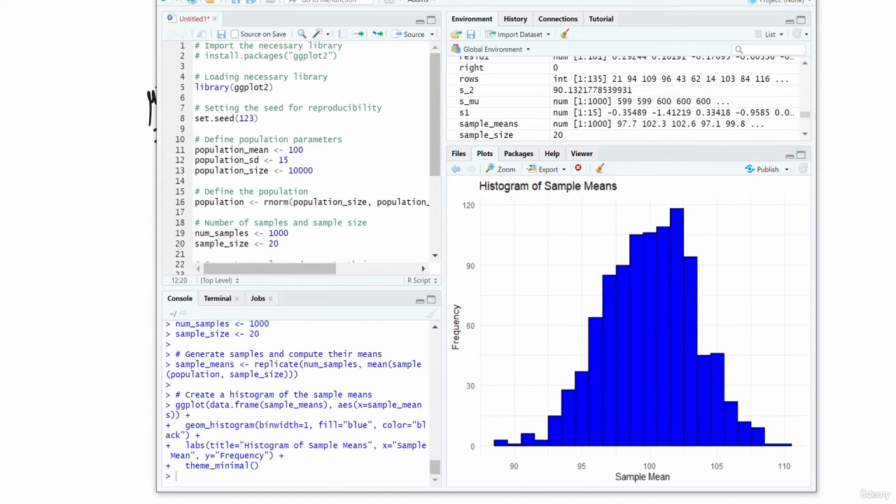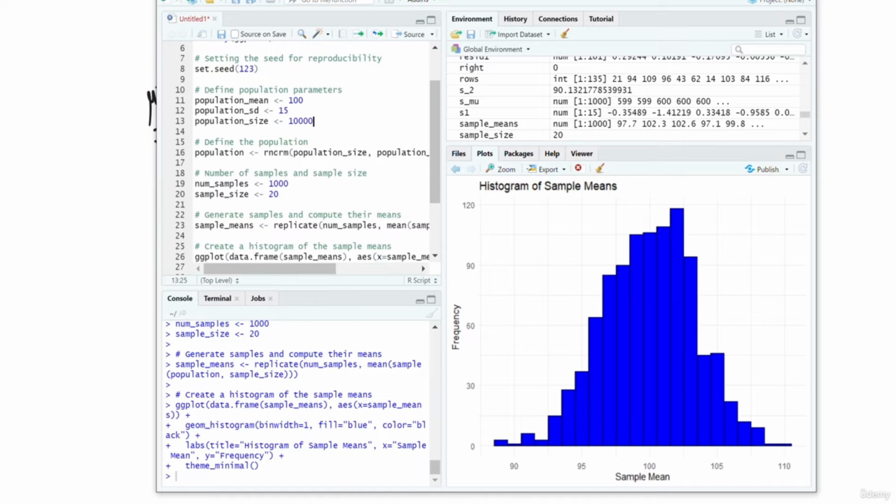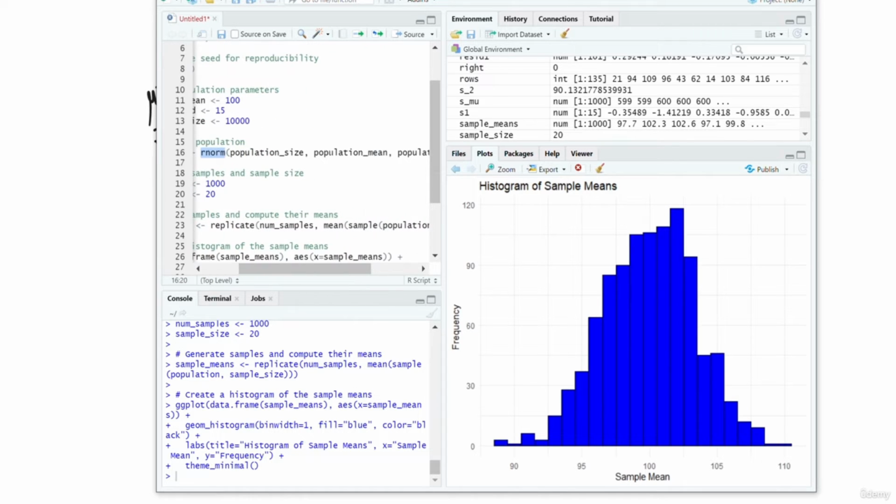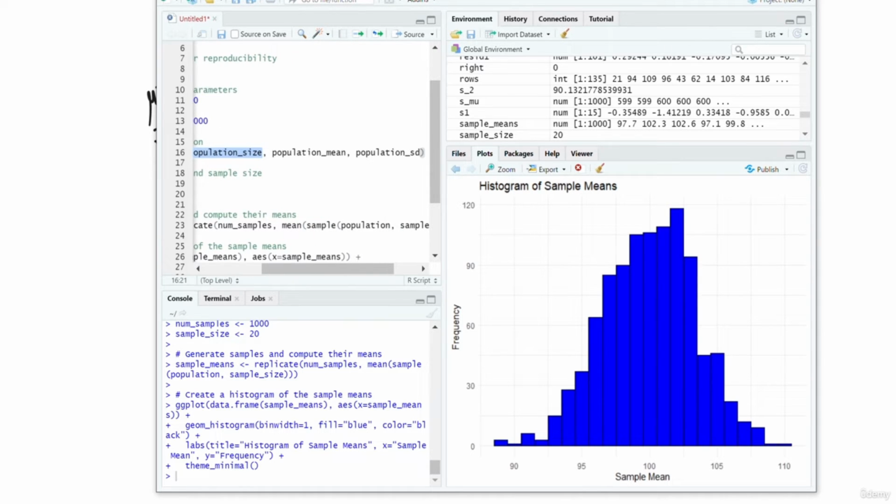I'm setting its standard deviation to be 15. I'm setting the size of our population, in this case it's just 10,000, so we can make it fast. And I'm simulating all of these from a normal distribution. So what I'm telling R right here is: give me 10,000 observations that come from a distribution that has mean equal to 100 and standard deviation equal to 15.